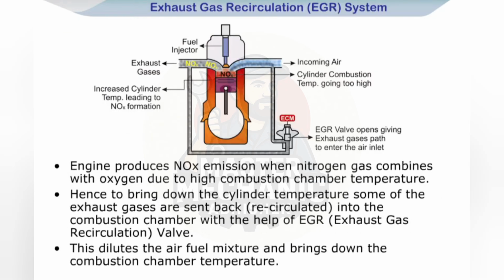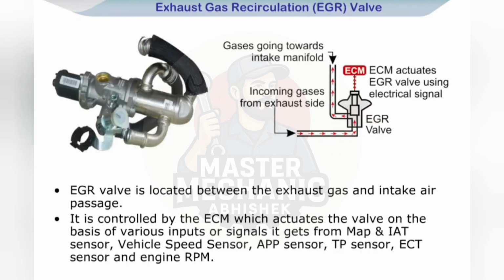Engine produces NOx emission when nitrogen gas combines with oxygen due to high combustion chamber temperature. Hence, to bring down the cylinder temperature, some of the exhaust gases are sent back or recirculated into the combustion chamber with the help of EGR or exhaust gas recirculation valve. This dilutes the air-fuel mixture and brings down the combustion chamber temperature.